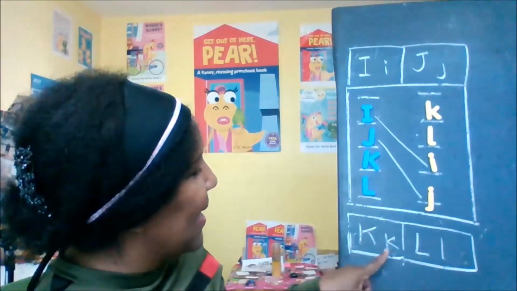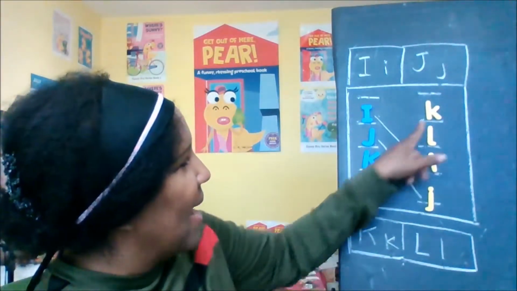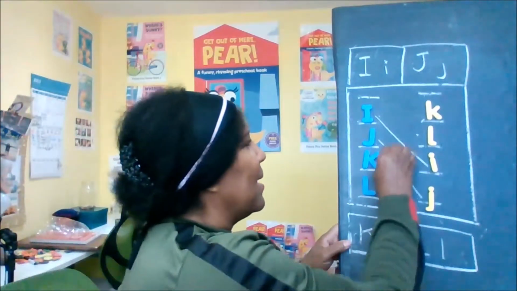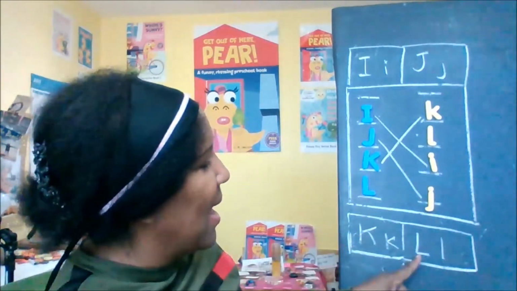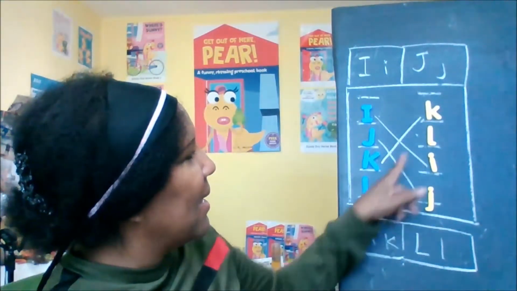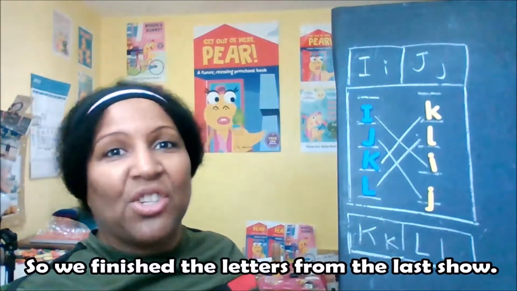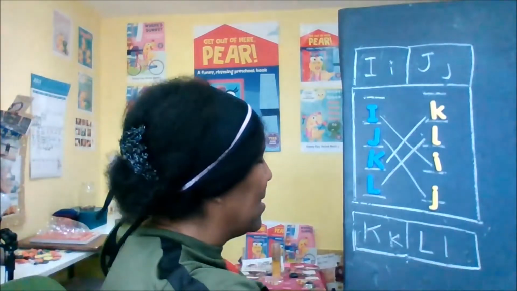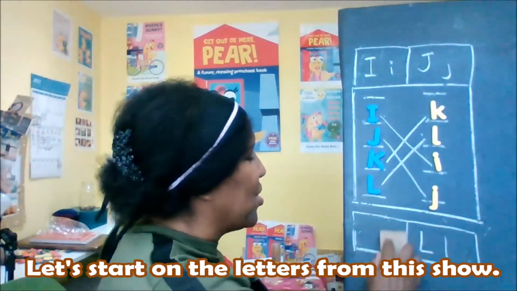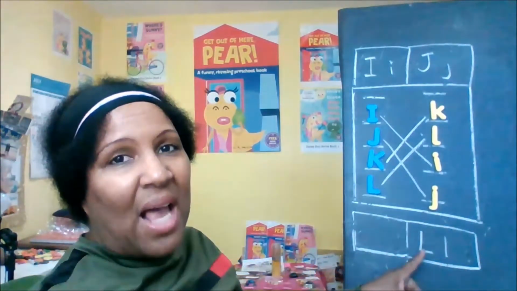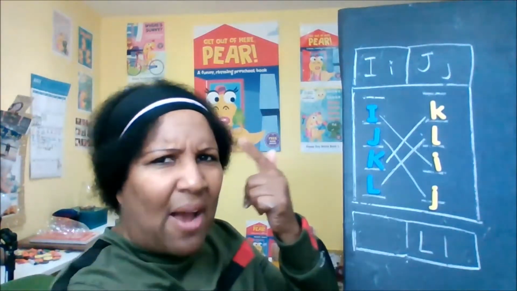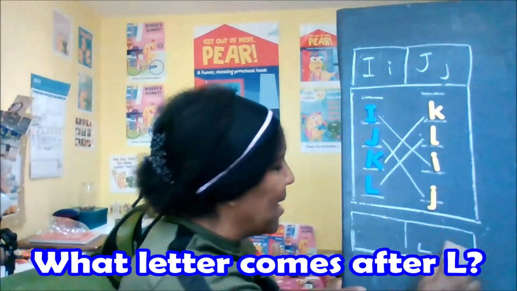All right, we have K and K. There goes K. We have L and L. There's L and L. Did it. So we finished the letters from the last show. Let's start on the letters from this show. Remember, the last letter is L. So we have to remember what comes after L. What letter comes after L?